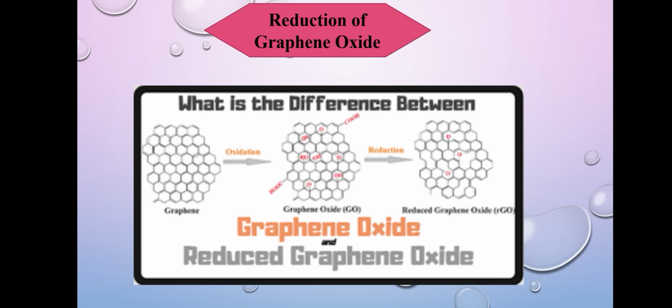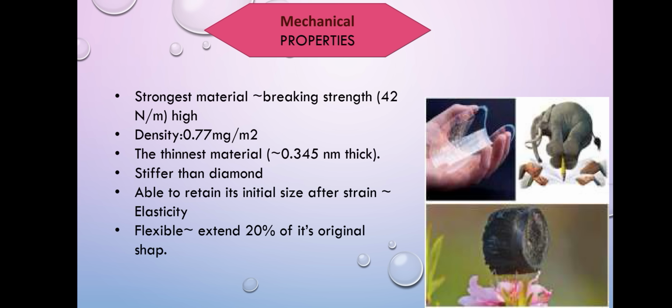Reduction of graphene oxide. Another method is reduction of graphene oxide. Here is the difference between graphene oxide and reduced graphene oxide. This is only a structural difference in graphene oxide, which you can see there. Here are oxide bonds in the graphene oxide, and the reduction of graphene oxide gives reduced graphene oxide.